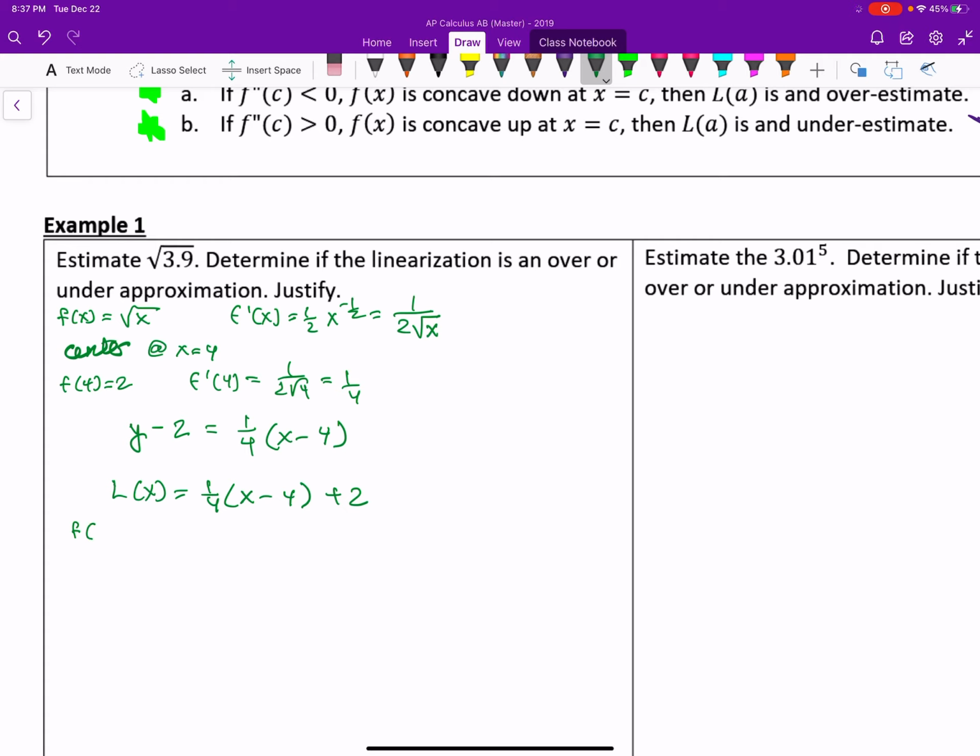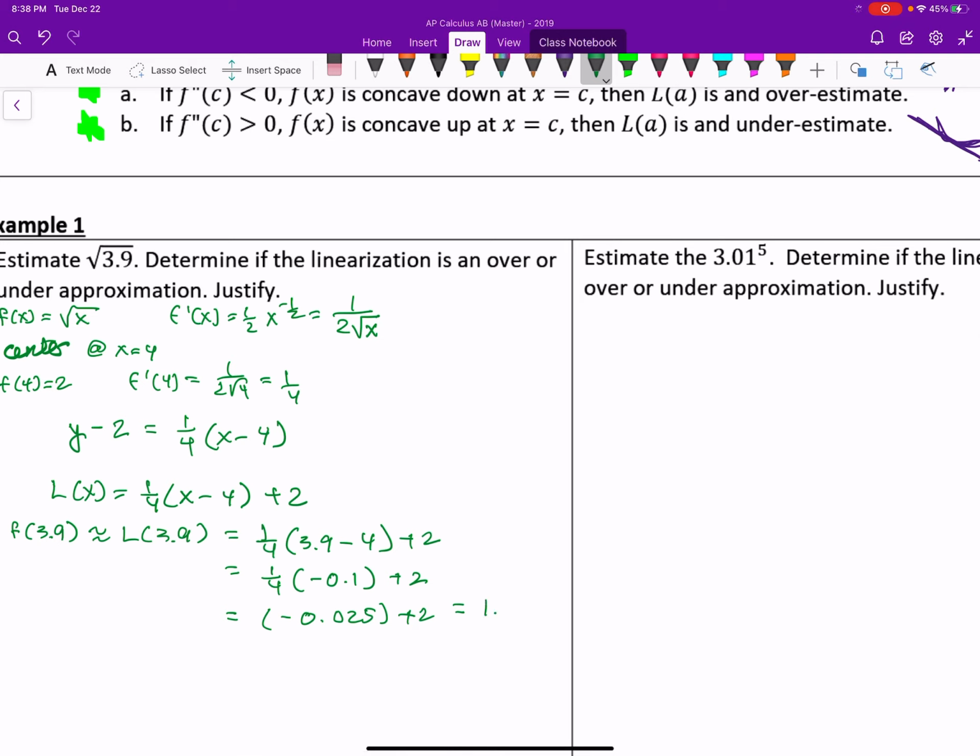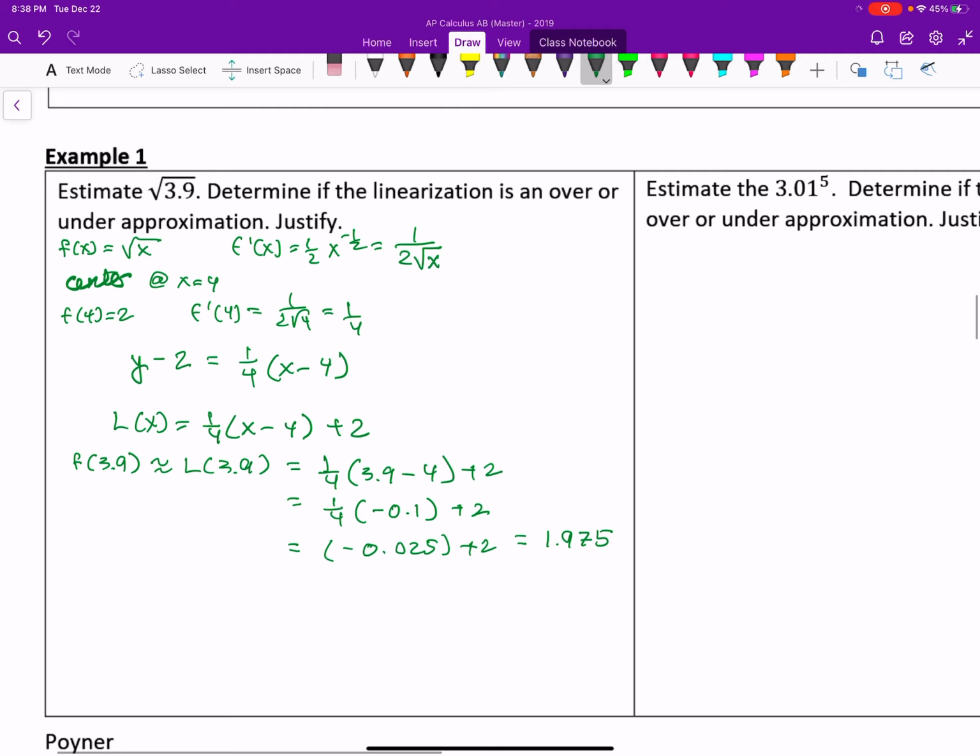Essentially, I'm trying to find f of 3.9, and I'm going to use this L of 3.9 to do it. So that's going to be 1/4 times 3.9 minus 4 plus 2, which is 1/4 times negative 0.1 plus 2. 1/4 of negative 0.1 is going to be negative 0.025 plus 2, which is then going to equal 1.975 when I add without a calculator, right? So this is all trying without a calculator. So that's my approximation. So I'm approximating that the square root of 3.9 is approximately 1.975.